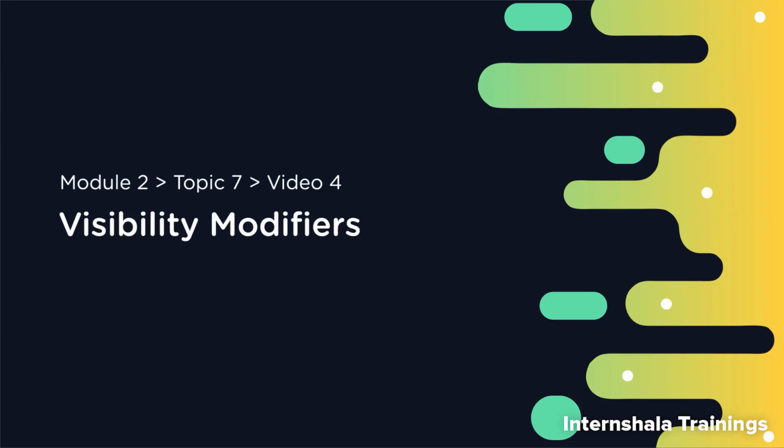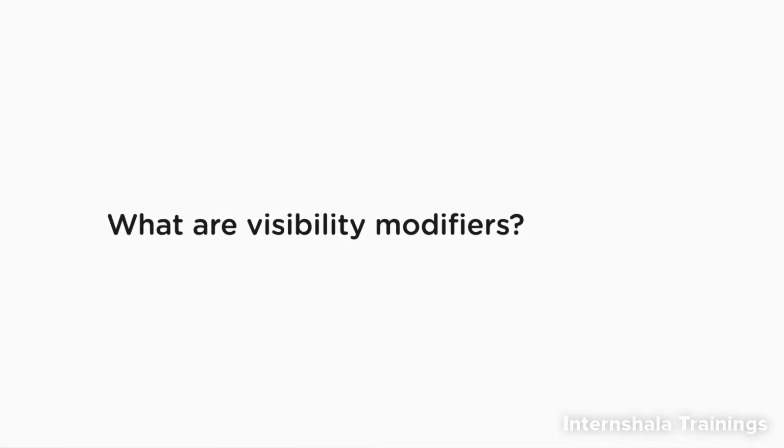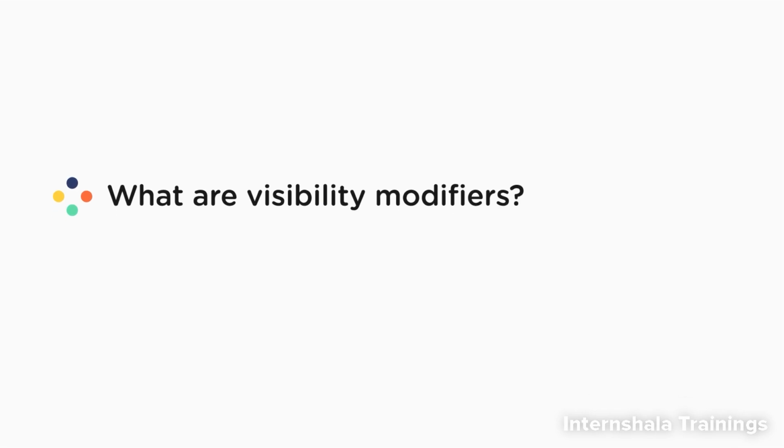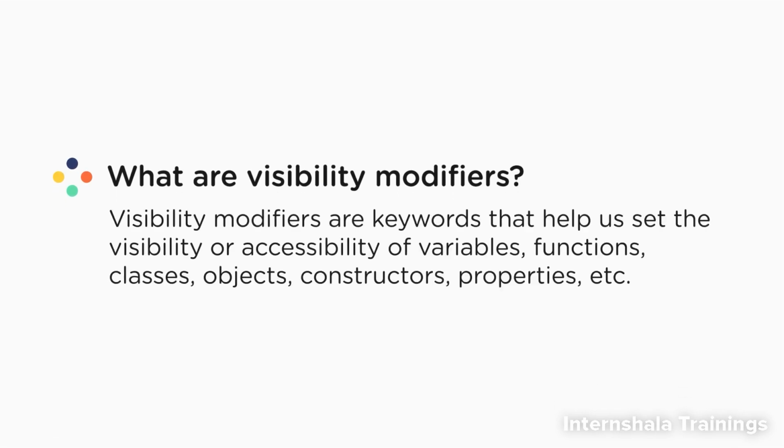So let's talk about visibility modifiers now. First, let's understand what the term visibility means here. Visibility in terms of programming means accessibility. Hence, visibility modifiers are keywords that help us set the visibility or accessibility of variables, functions, classes, objects, constructors, properties, etc.